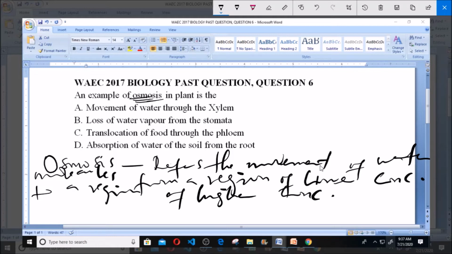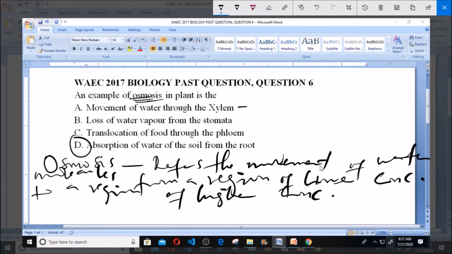Now, our options are listed above. A says movement of water through the xylem. B says loss of water vapor from the stomata. C says translocation of food through the phloem, while D says absorption of water from the roots. Our answer to this particular question is D, absorption of water from the soil by the roots.